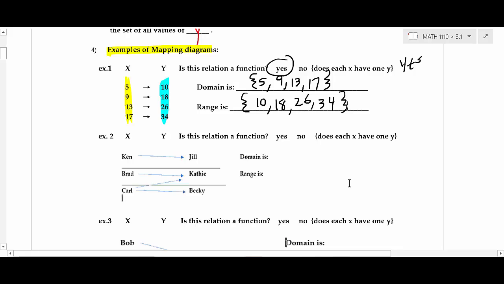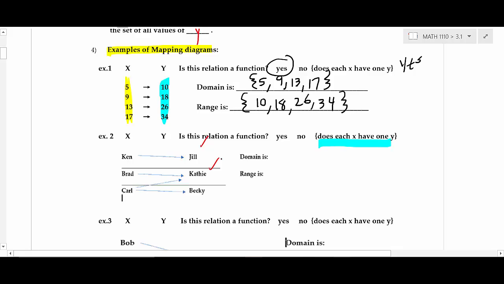Okay, here's what we have on this. We want to ask the question, does each x have one y? Now you can use names. It doesn't have to be numbers. Math can be shapes and names and all kinds of things. So let's see. Ken likes Jill. Okay, so he's only got one partner. How about Brad? Brad and Kathy go together.